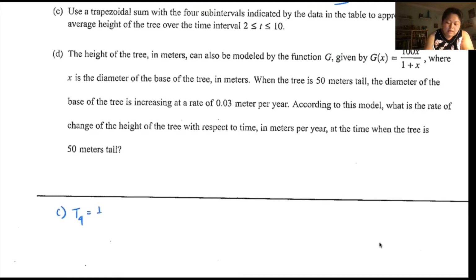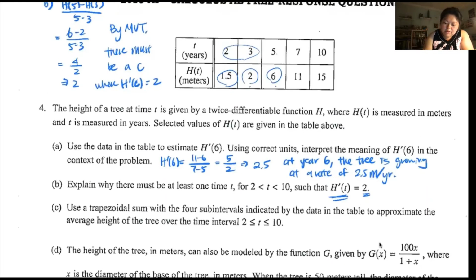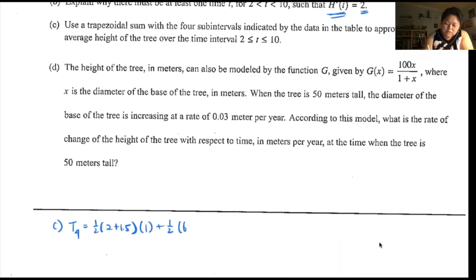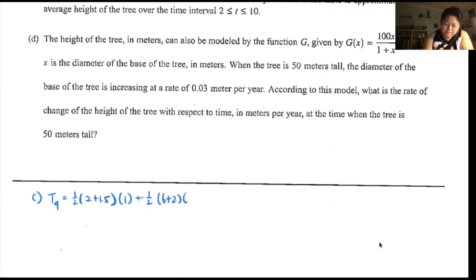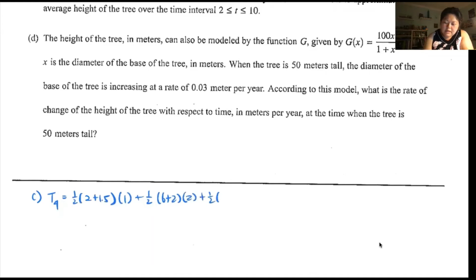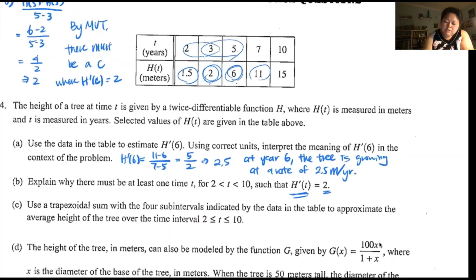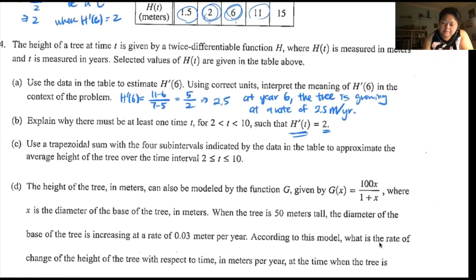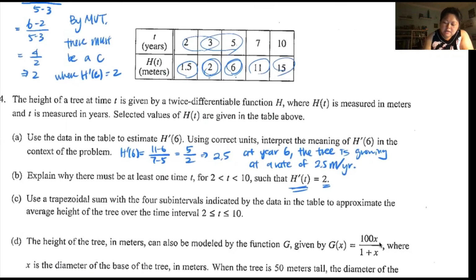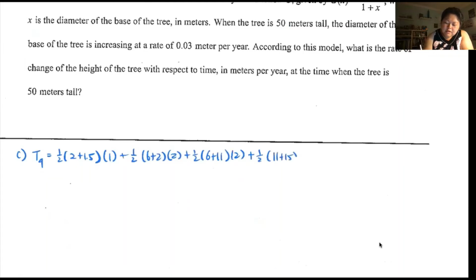So that's equal to 1/2 base 1, so 2 plus 1.5 plus base 2 times the height of 1. Okay, next one, 1/2. Here's my base 1 and base 2, 6 and 2. 6 plus 2 times the height. The difference between 5 and 3 is 2. And then next one, base 1, base 2, 6 and 11. And between 5 and 7, the height of 2. And last one, base 1, base 2 of 11 and 15, height of 3.